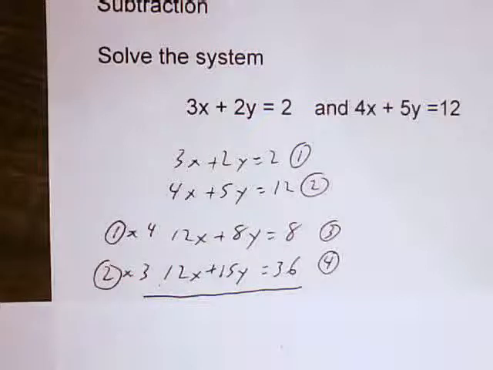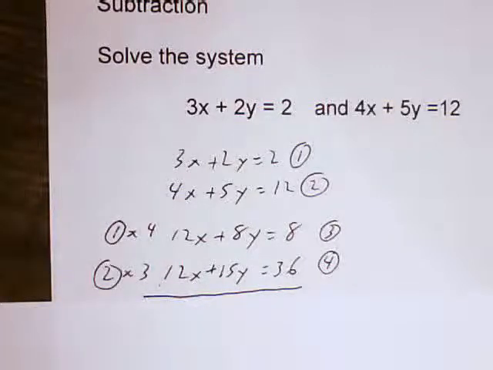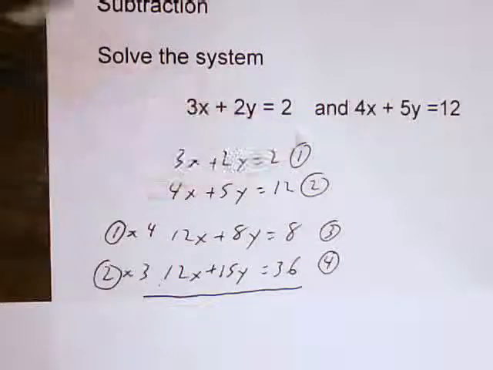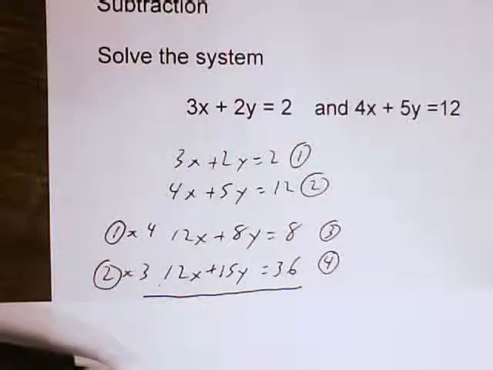Now I draw my line. I can now eliminate x, and I can do it by a subtraction. I can go 12 minus 12. I can do it either equation 3 minus equation 4 or equation 4 minus equation 3. I don't tend to like to deal with negatives, so I'm going to do my subtraction such that I have as few negative numbers to deal with as possible.